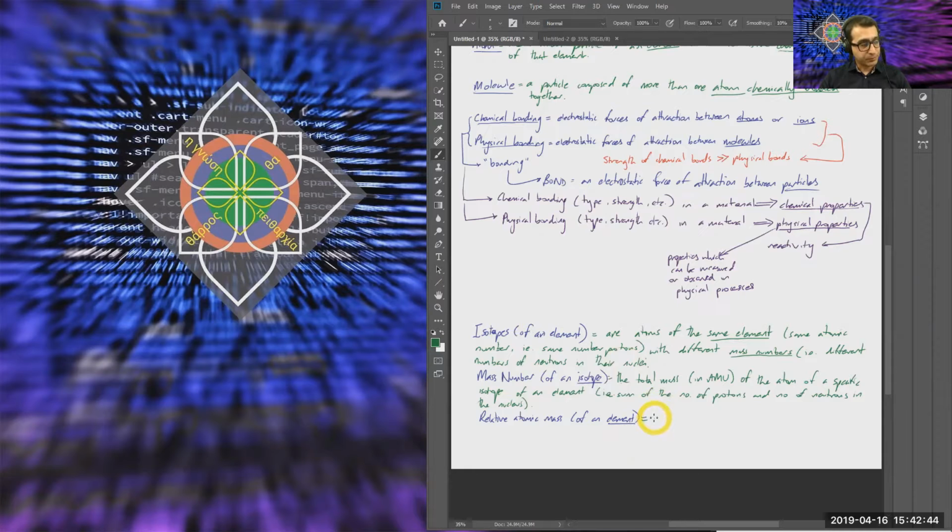So this is the weighted average of the atomic masses of the isotopes of an element. Now, the average is weighted. So it's not like a normal average. If somebody says, what is the average of the numbers 1 and 2 and 3? You simply add those 3 numbers together and divide by how many numbers you have, which is 3. That's not a weighted average.